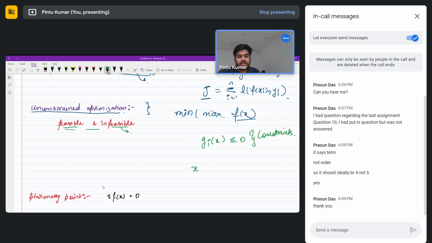If you have a point x bar which satisfies gi of x less than or equal to 0 for all i, that means your point x bar is satisfying all your constraints, right? These kinds of points are known as feasible points. So feasible points are nothing but points which satisfy all your constraints. And what is your feasible set? The feasible set is your collection of all feasible points, right?